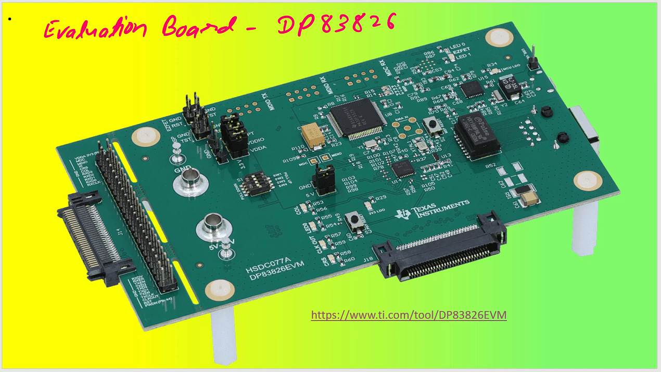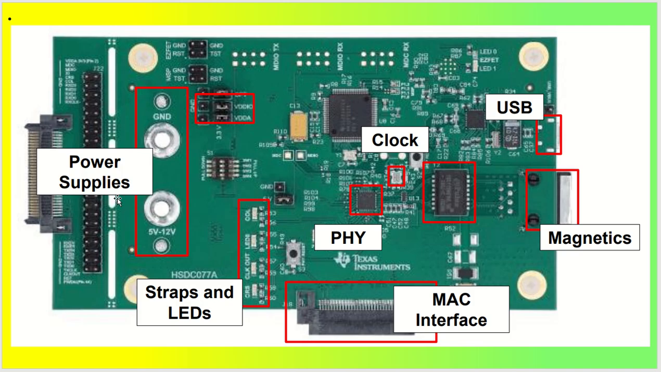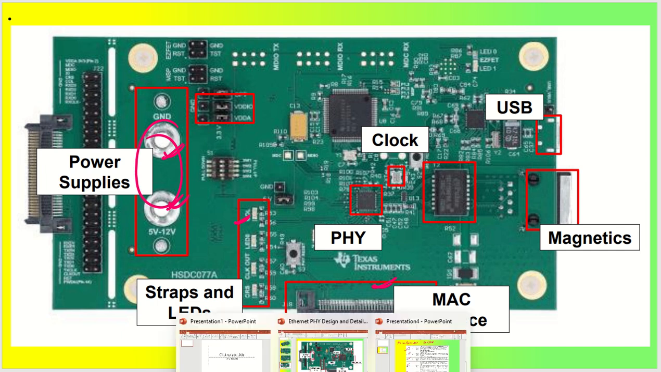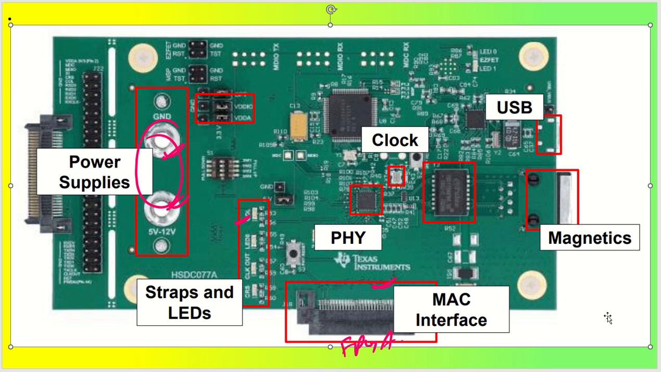And as you can see, we have the power supply, which is 5 volt to 12 volt, and this is ground. So this is the power supply input that is coming. Then we have straps and LEDs. So these are the LEDs, 4 LEDs are there. Then we have the MAC interface, which is going to go to your FPGA connection. Okay. Then coming back to the magnetics.